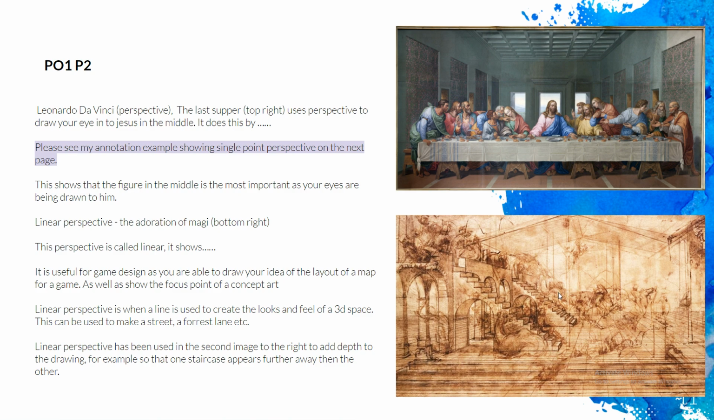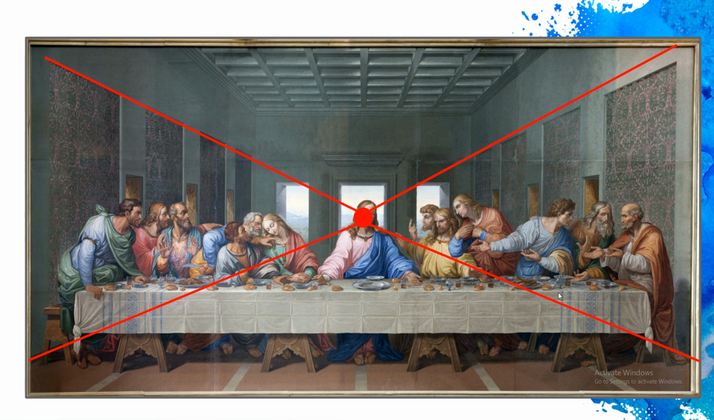Linear perspective is when a line is used to create the look and feel of a 3D space. This can be used to make a street or a forest lane, for some examples. Linear perspective has been used in the bottom right of the second image to add depth to the drawing, for example, so that one staircase appears further away than the other. And here we have how it uses perspective to draw in your eyes.